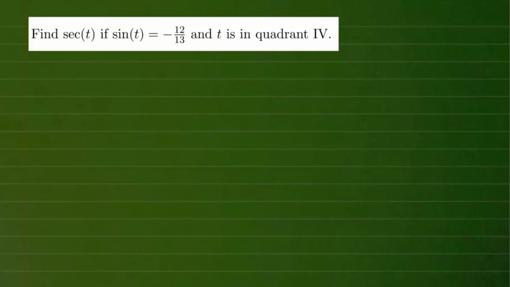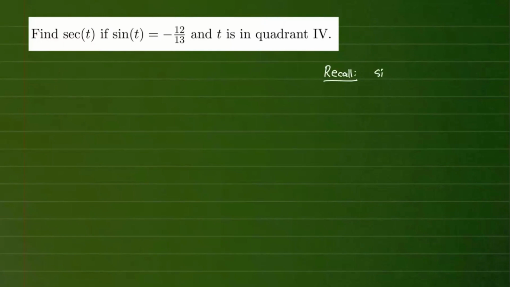Welcome, everyone. So now we're going to find what is secant of t if sine t is negative 12 over 13 and t is in quadrant 4. So for something like this, we're going to be using our trigonometric identities to help us evaluate a specific trig function. So recall the following identity.